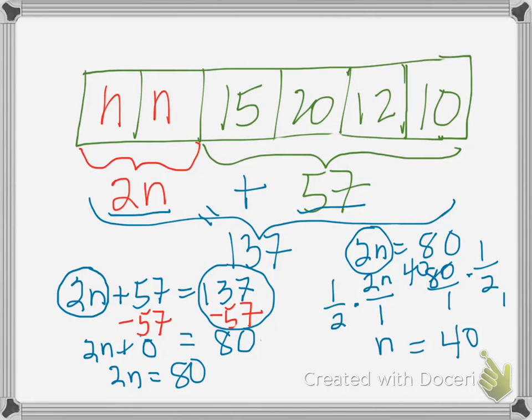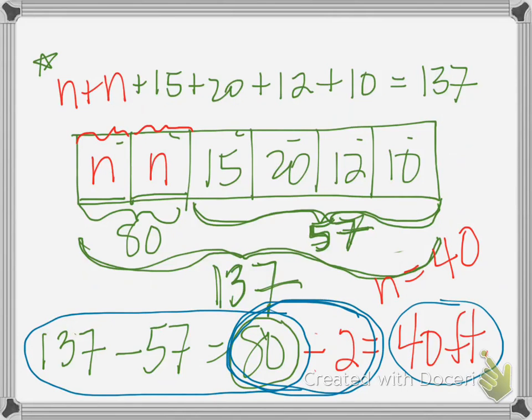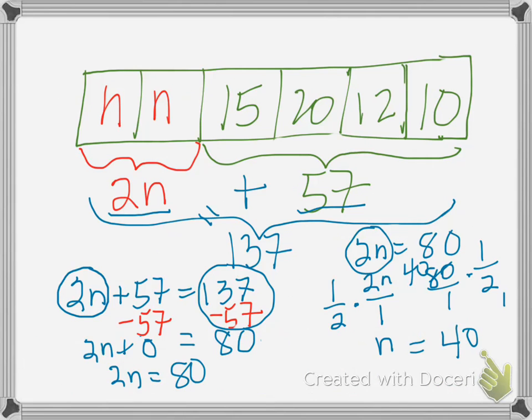N equals 40. And I did the same thing over here when I divided 80 by 2, okay? And I got 40 feet. That's the same thing here. You can either multiply by the inverse, or you could divide it by 2. That's exactly what we're doing, actually: we're dividing by 2. Okay?